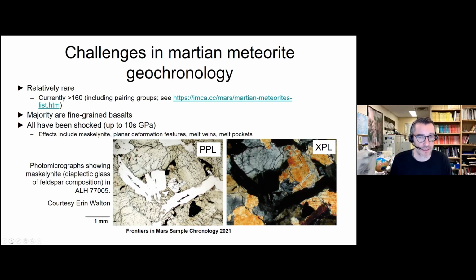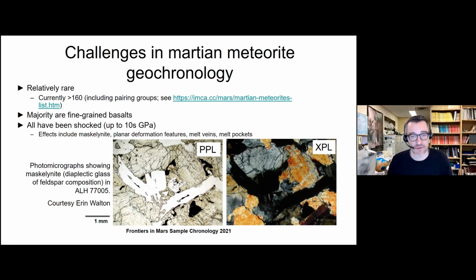All have been shocked up to tens of gigapascals. There's a range of them among the Martian meteorites, but some of those effects of shock include the formation of maskelynite, which you can see in the lower panel here, where in this photomicrograph in plane polarized light in the center, you can see grains that for all intents and purposes look like plagioclase, but when you cross the polars, they are isotropic. And so they are a diaplectic glass now with a feldspar composition. They basically have lost their crystal structure during shock compression.